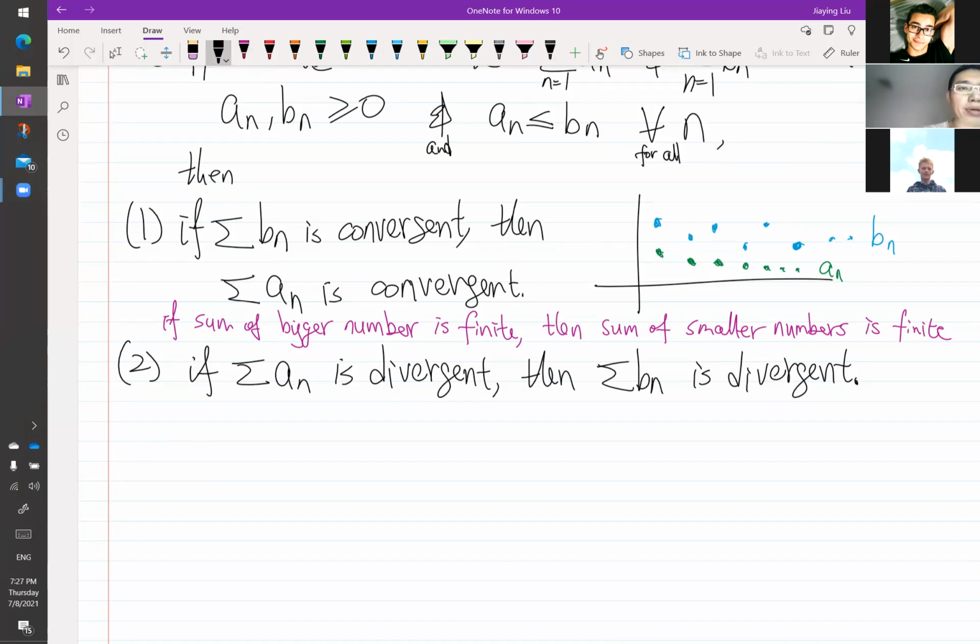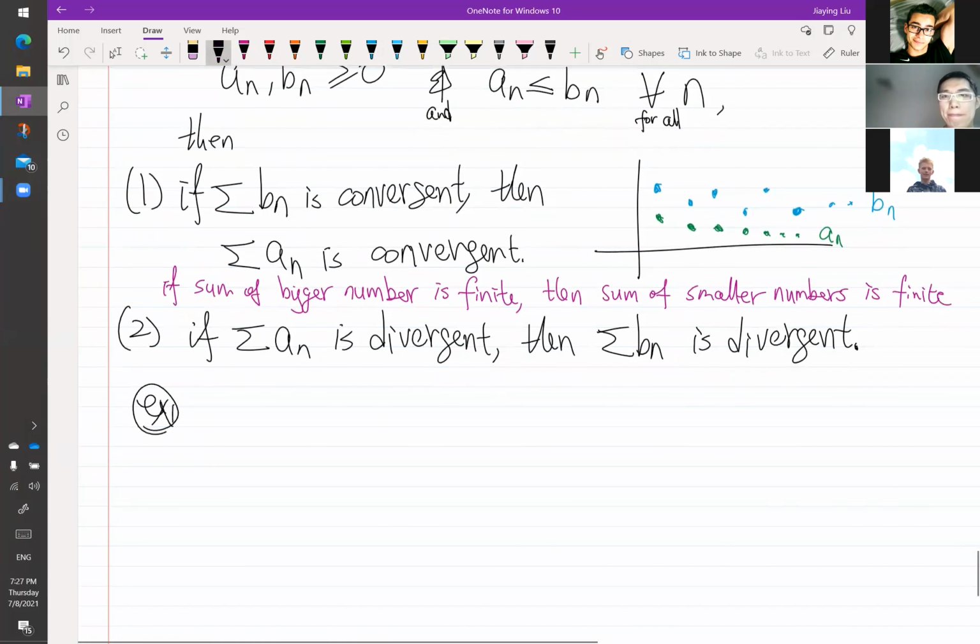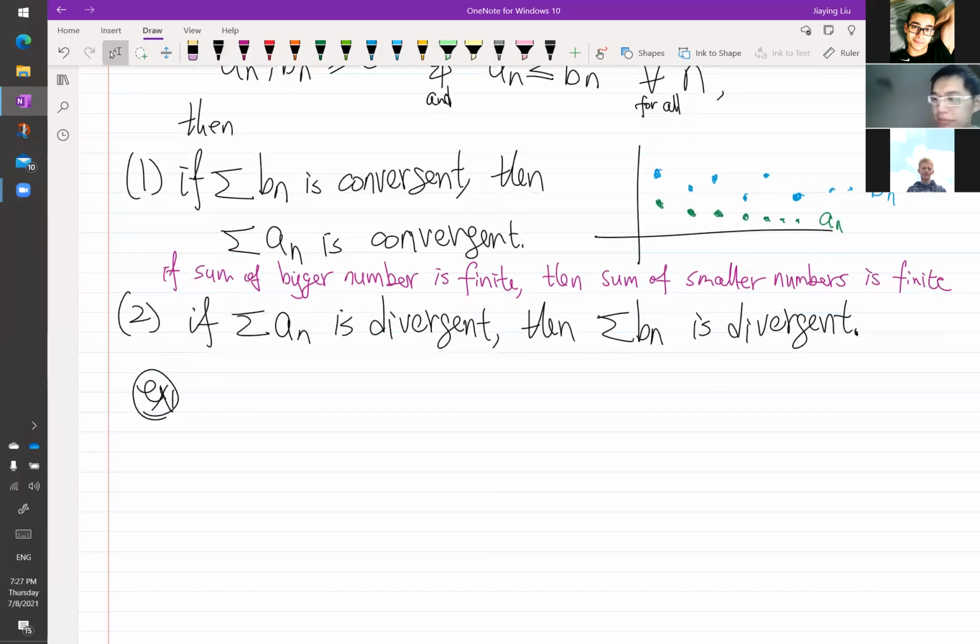So, example. Let's consider this one. Consider the series, n going from 1 to infinity, of 10 over 3 to the n plus n. We want to know if this is convergent or divergent.